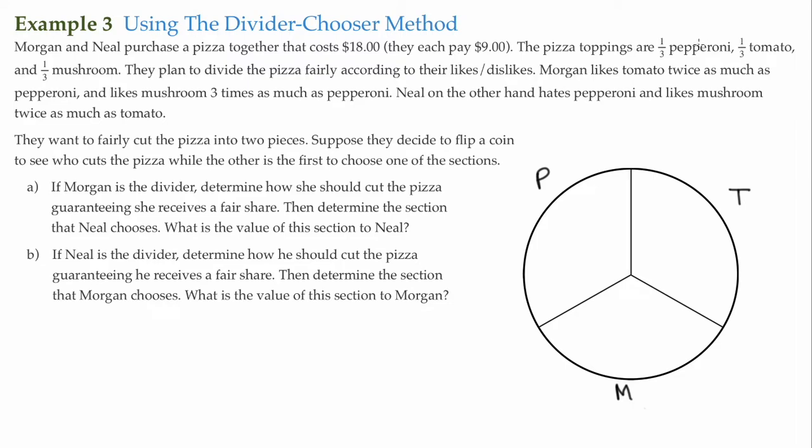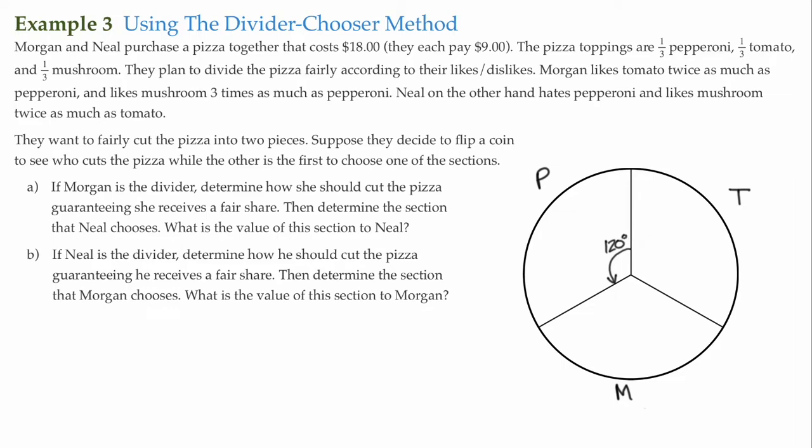Now since it's divided into thirds, 1/3 pepperoni, 1/3 tomato, and 1/3 mushroom, and if 360 degrees are in a circle, then that must mean each one of these measures here, known as the central angle of each one of these wedges, has got to be 120 degrees. 120, 120, and 120, or in other words, 360 divided by 3 is 120 degrees. I'm just going to mark this one, not all three of them, because they're all the same. 120 degrees.